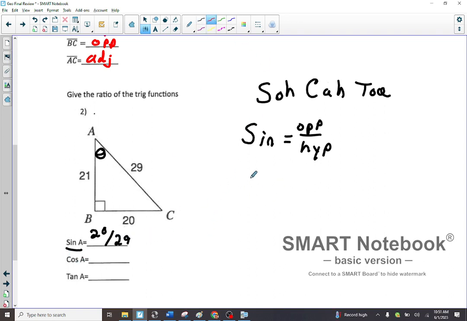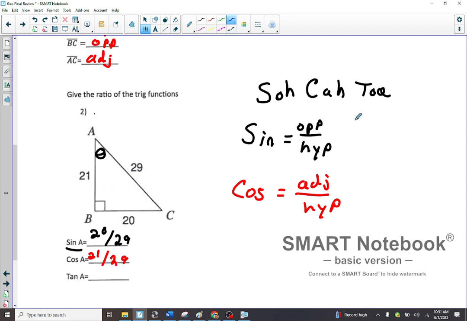The next one's cosine of A. So that's cos is adjacent over hypotenuse. So still standing at A, my adjacent is 21, while my hypotenuse is 29.